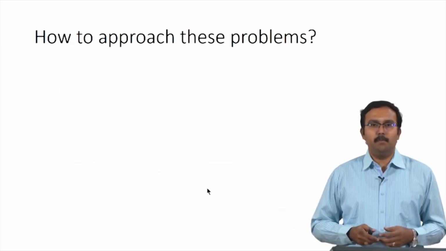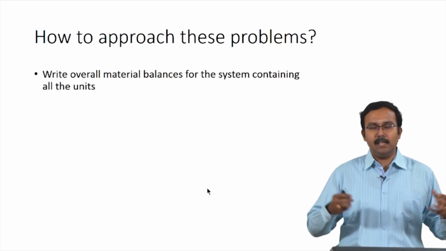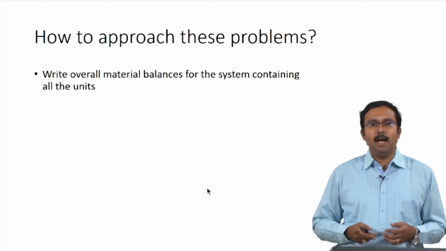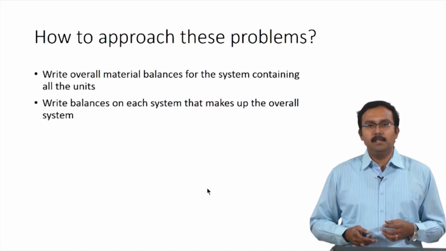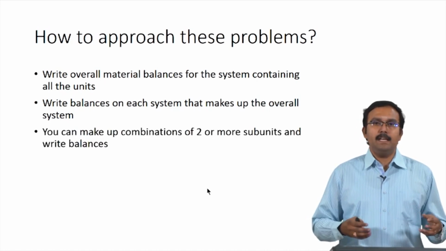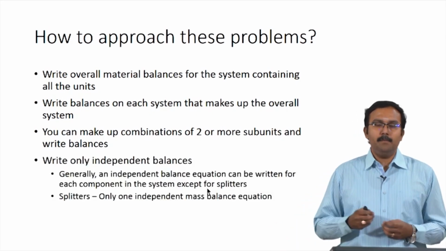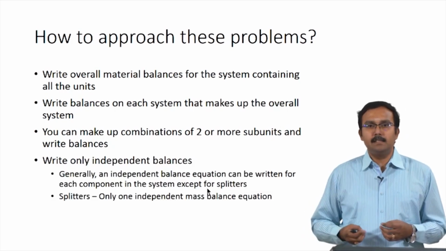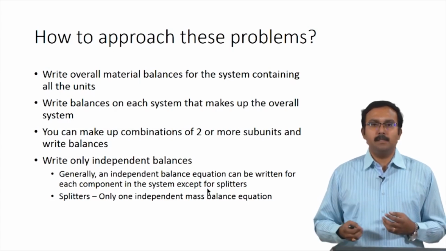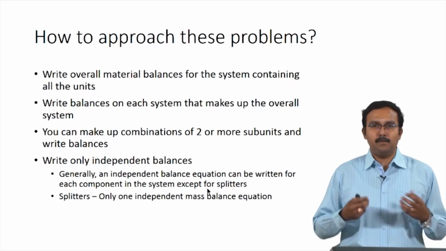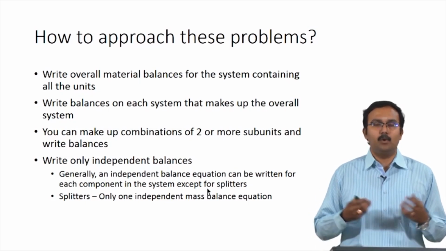So, how do we approach these problems? First, we write the overall balances for the system containing all the units, which is the overall system. Then we can write the balances for each of the systems which make up the overall system, and we can also make combinations of 2 or more subunits to form a system and write balances for these. We need to be careful and write only independent balances. Generally, one independent balance can be written per component for most systems except for splitters. As we already saw, splitters have only one independent mass balance equation, which is the total balance equation.